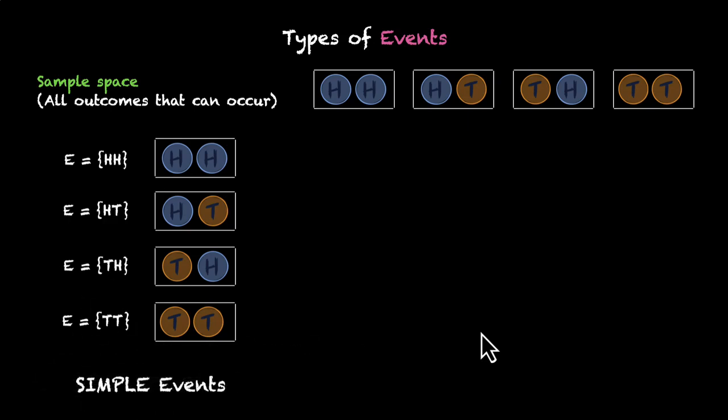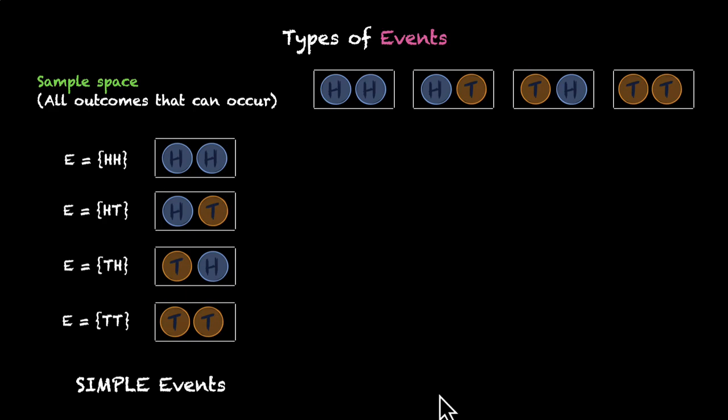And why are they called simple events? Because each of them consists of only one sample point. This event has only one sample point, which is two heads. This event has only one sample point, two tails, and same is the case for the other two. And a sample point is just one point from the sample space. This sample space has 4 points, and if you only take one sample point from it and you call it an event, that event is called a simple event.